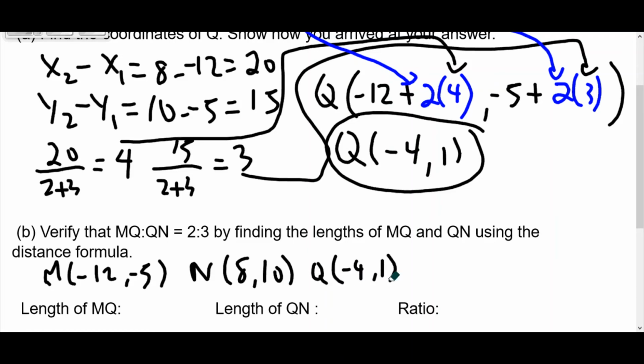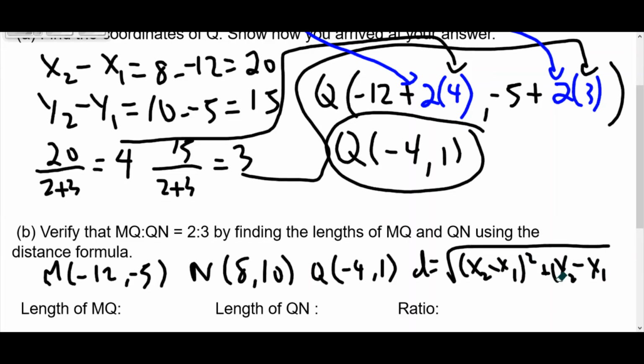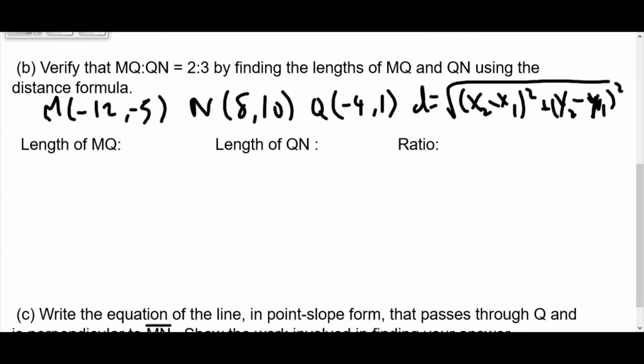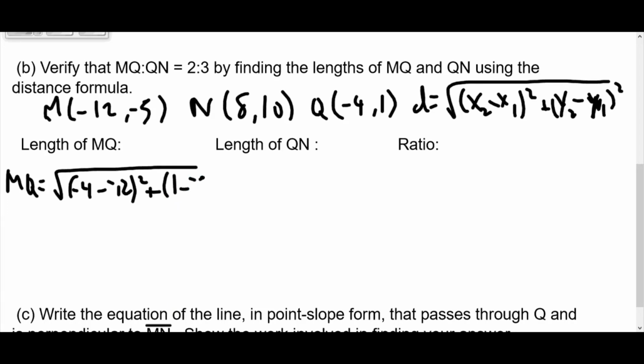So, our distance formula is going to be the square root of x2 minus x1 squared plus y2 minus y1, the whole thing being squared. Okay, so let's take a look. We want to show it's a ratio 2 to 3. So we're going to find the measure MQ. The measure MQ is going to be, well, negative 4 minus negative 12 squared plus 1 minus negative 5 squared.